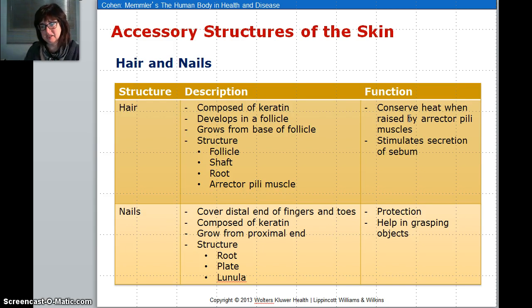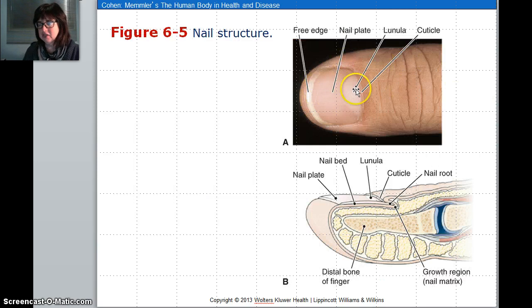The purpose of the nails is not to look pretty, but it is for protection, and it also helps grasp objects. Okay? There's a bunch of different parts to the nail bed. Basically, I want you to realize the nail is growing. It grows from this end out.